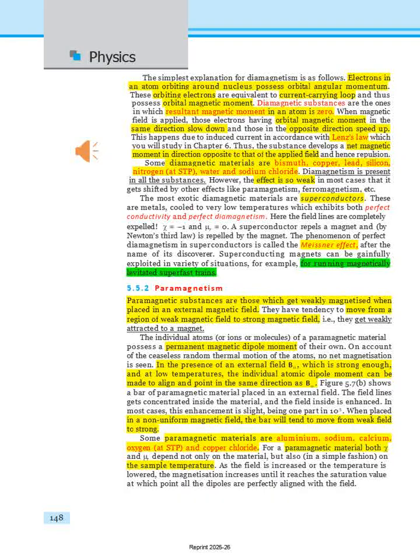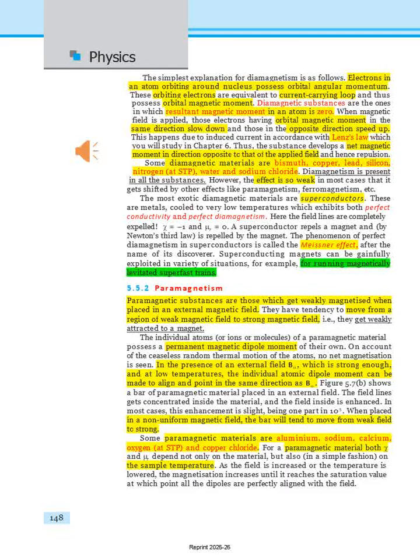Figure 5.7b shows a bar of paramagnetic material placed in an external field. The field lines get concentrated inside the material and the field inside is enhanced. In most cases, this enhancement is slight, being 1 part in 10 to the power 5. When placed in a non-uniform magnetic field, the bar will tend to move from weak field to strong. Some paramagnetic materials are aluminium, sodium, calcium, oxygen at STP, and copper chloride.